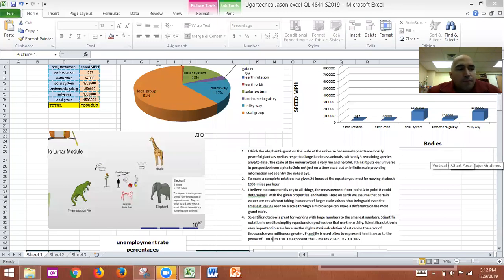And here we also have the scientific notation. It's great for working with the largest numbers to the smallest numbers. It's used to simplify equations for professions that use them daily. Scientific notation is very important on a scale because the slightest miscalculation of a 0 can be the error of thousands, even millions, or greater.